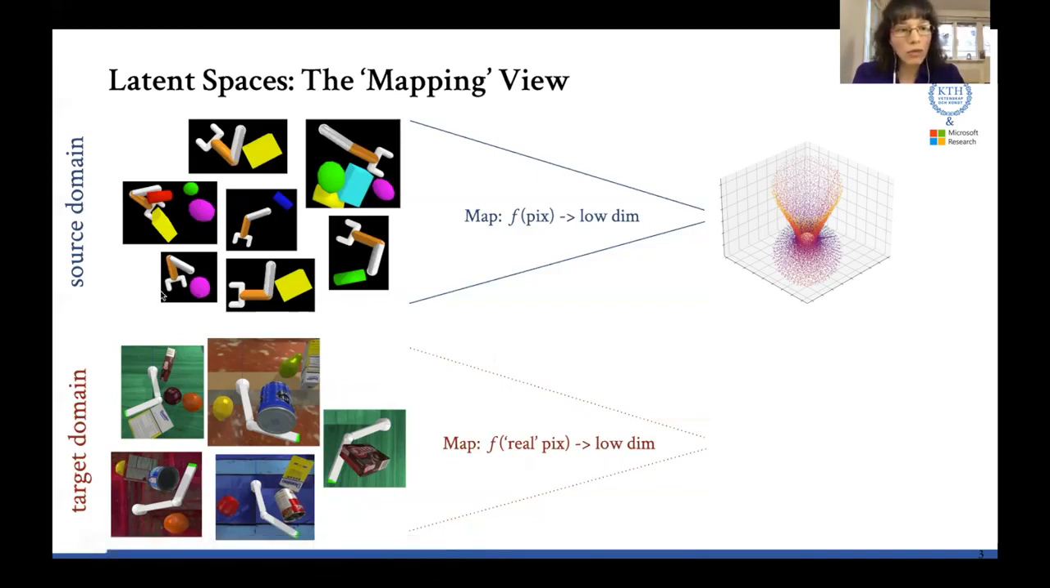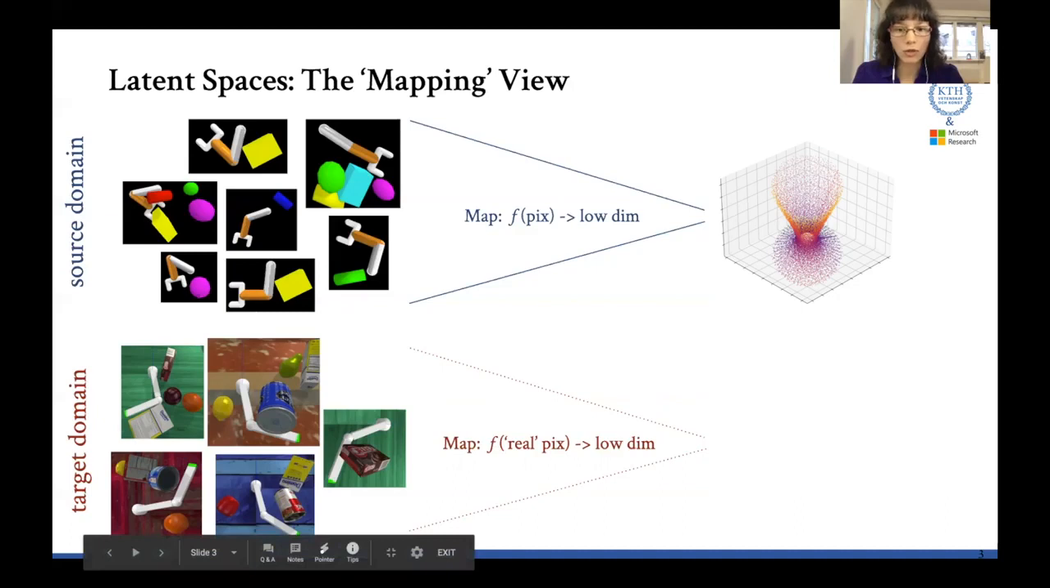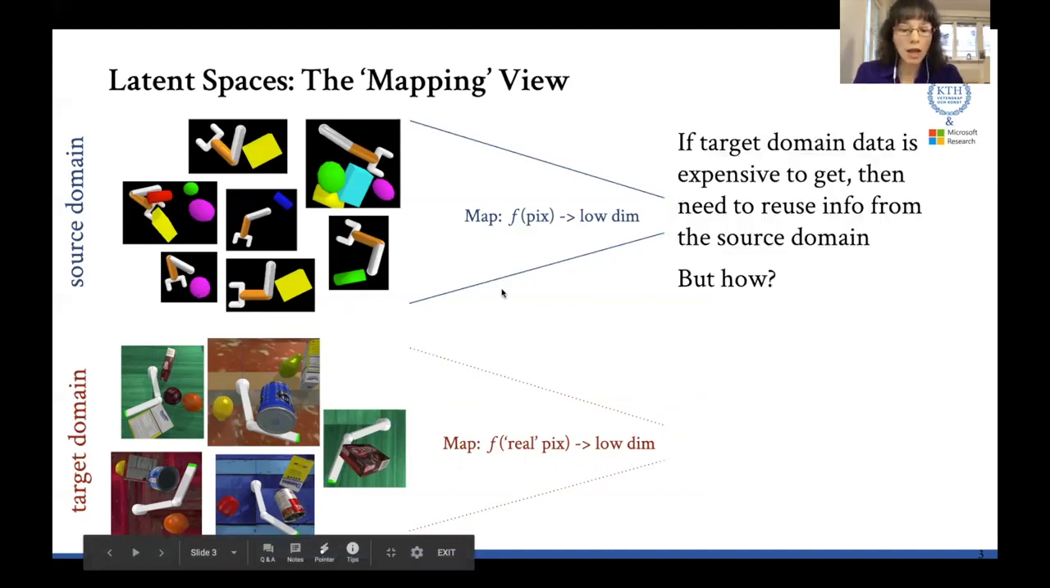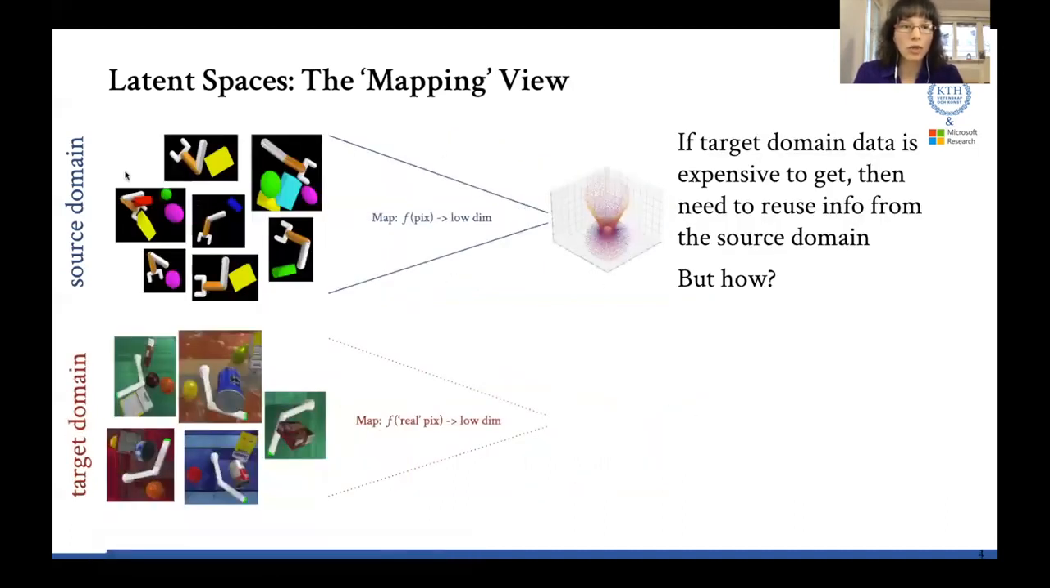So when we do this for the purpose of transfer learning, we will again have to learn this mapping from the high dimensional to the low dimensional space on the target domain. Except now the question is, how do we incorporate this information that we already have from our source domain? So in this mapping view, how would we do it? Well, what can we usually see in various works? We would take this F and we would fine tune it.